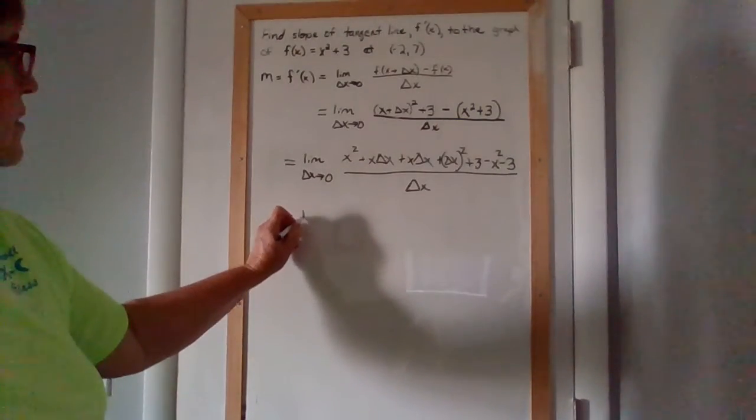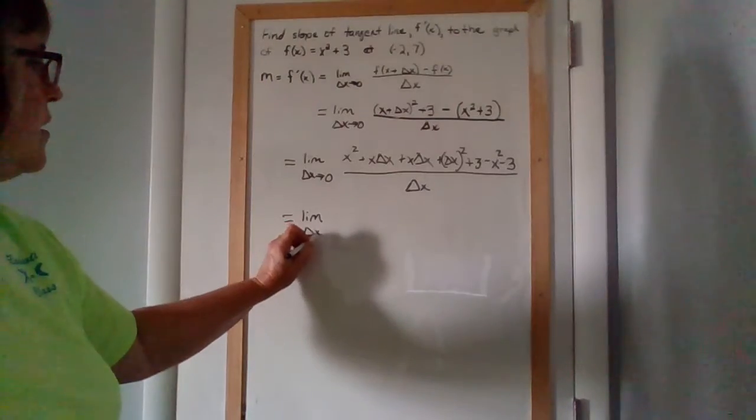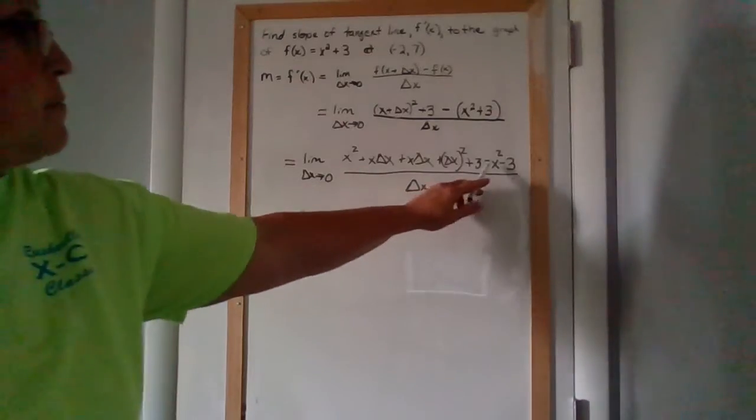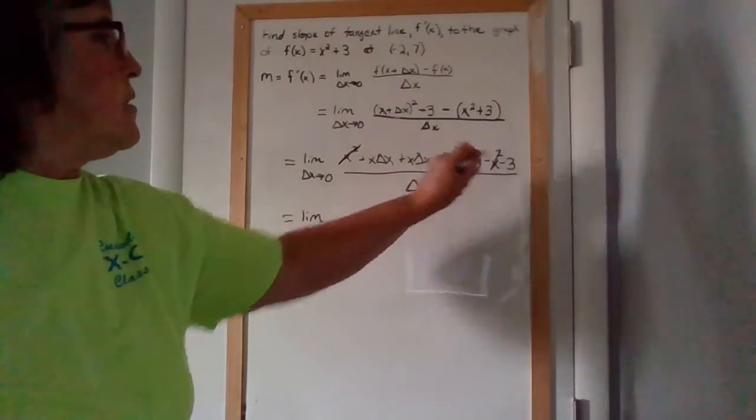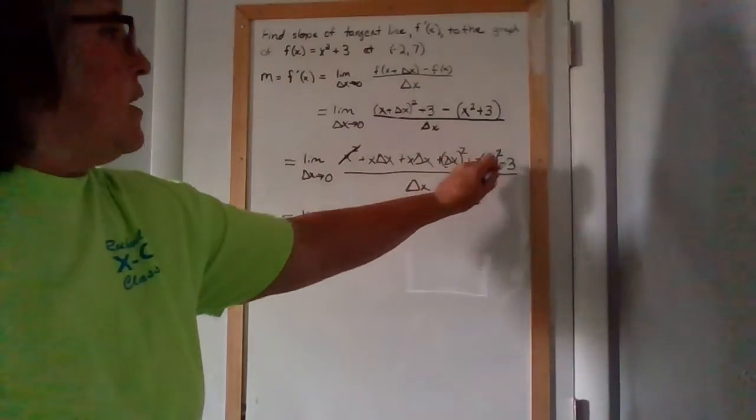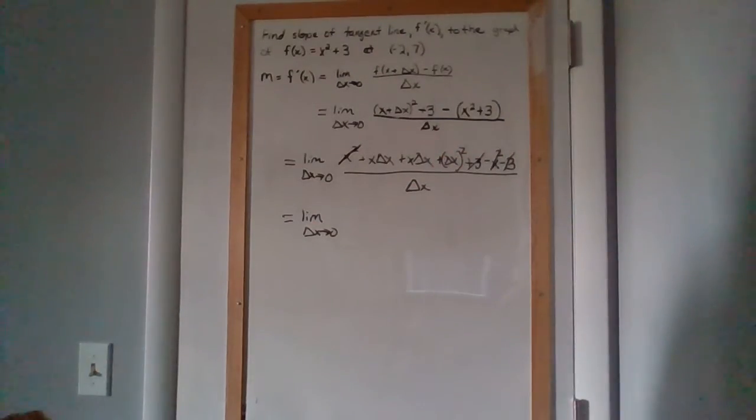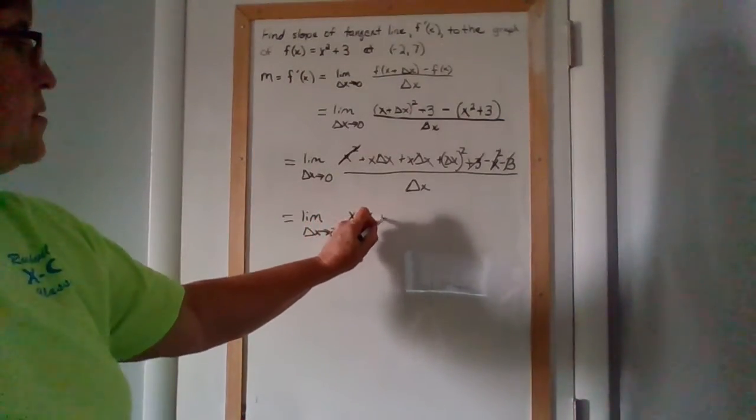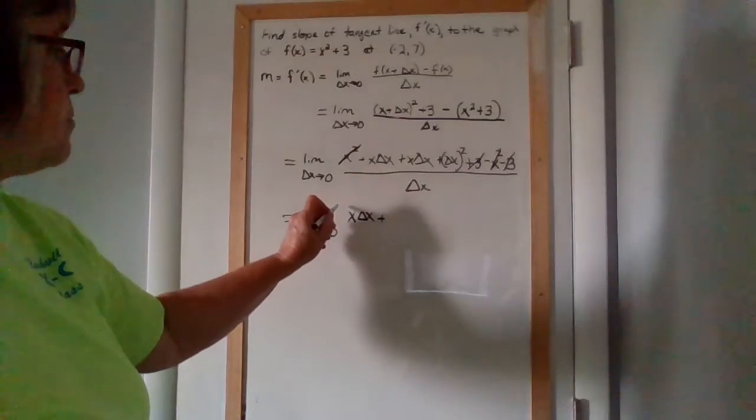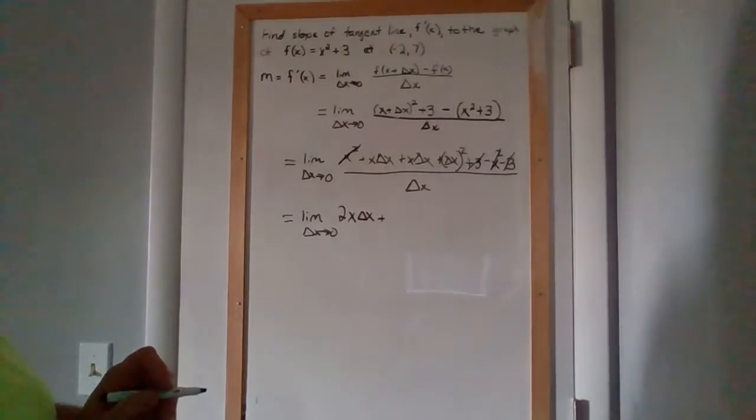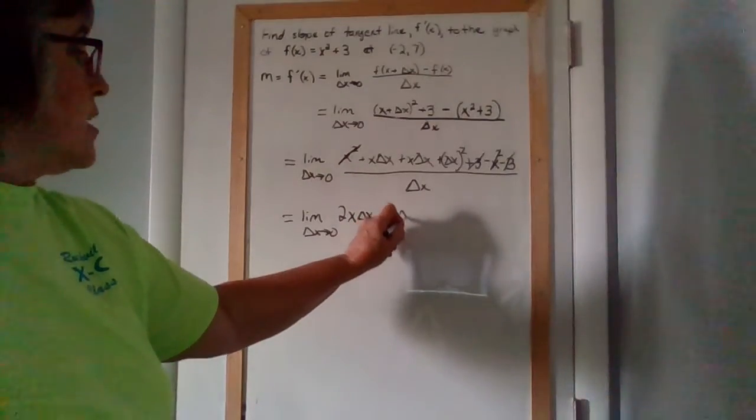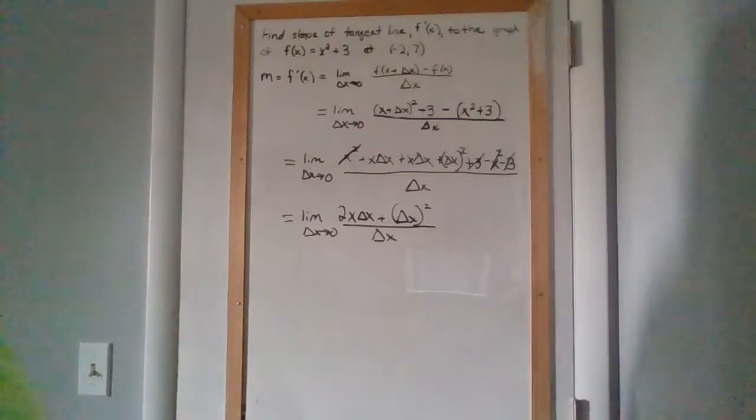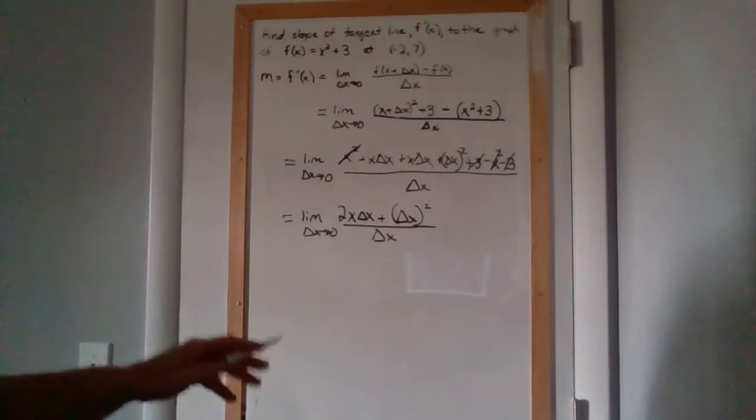So we'll have the limit as delta x approaches 0. I noticed that my x squared and my negative x squared will 0 out. My 3 and negative 3 will go away, and nothing else does. So I have x delta x plus, actually 2 of those. So I'm going to go ahead and write 2 x delta x, and then plus delta x squared over delta x. So now I see that I can do some factoring.